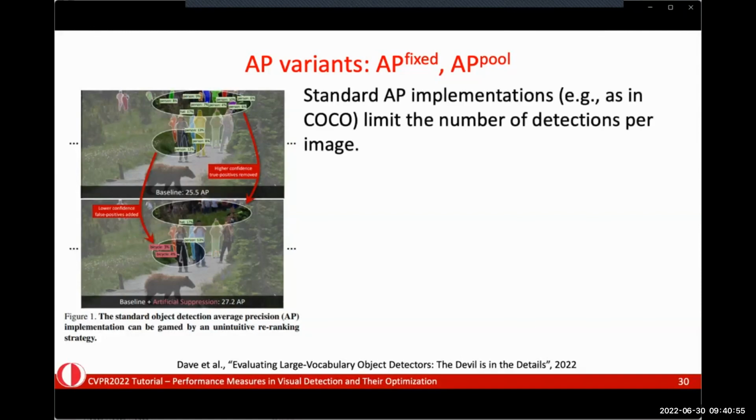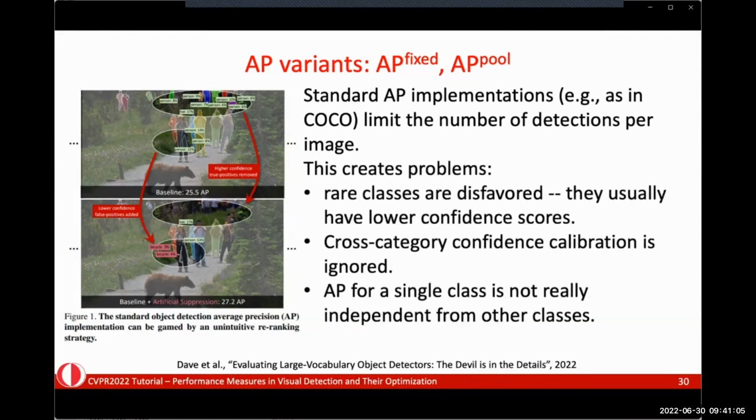The root cause for this phenomenon is that the standard AP implementations limit the number of detections per image. For example, in COCO, it is limited to 100 per image. And this creates problems. Rare classes are disfavored because they usually have lower confidence scores. Cross-category confidence calibration is ignored, and AP for a single class is not really independent from other classes.